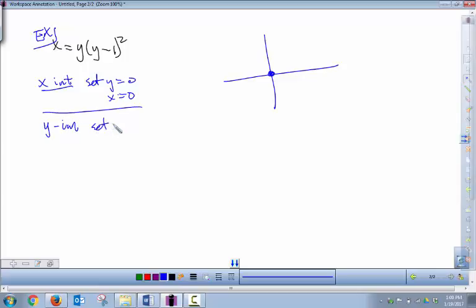we set x equals 0. And when we set x equals 0, we get 0 is equal to y minus 1 squared. And so this is where we would have y is equal to 0. And with x is equal to 0 and y is equal to 0, we already have that point. And then we have y is equal to 1. And so now the other new point that we have is x is equal to 0 and y is equal to 1. So here's the y-intercept.